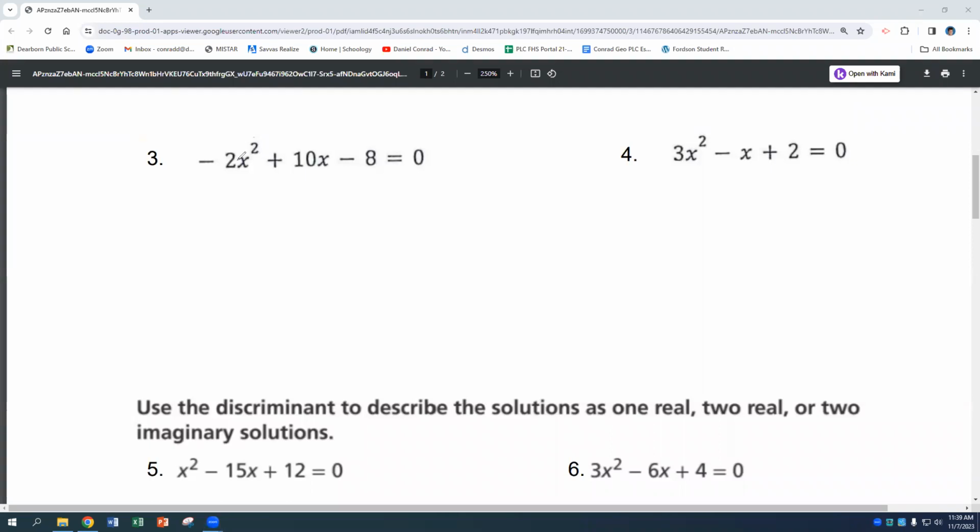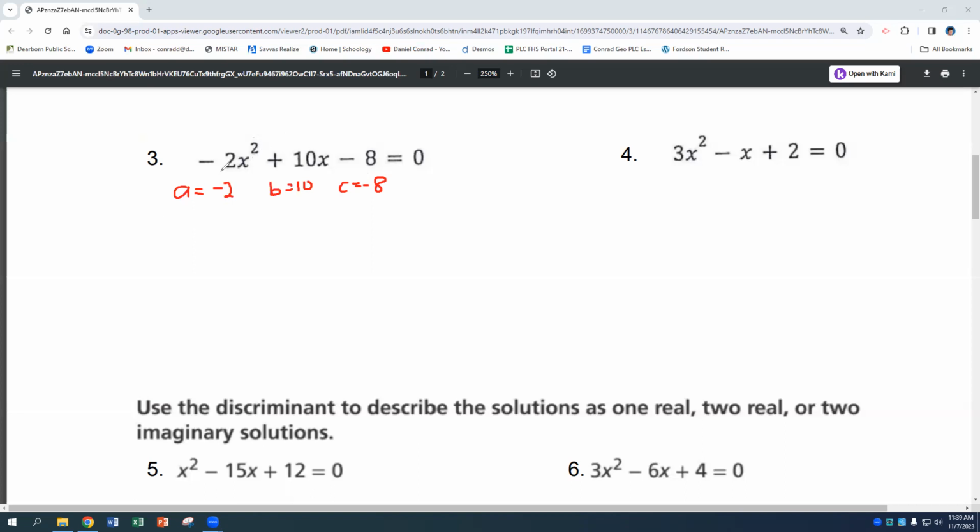All right, A is going to be -2. B is going to be 10. And C is going to be -8. On this one, I did notice these are all even. They're all divisible by 2. So I could divide everything by -2 if I wanted. But since I'm using the quadratic formula, I'm not going to do that. If I was factoring, I would want to divide by -2. But it's totally up to you.